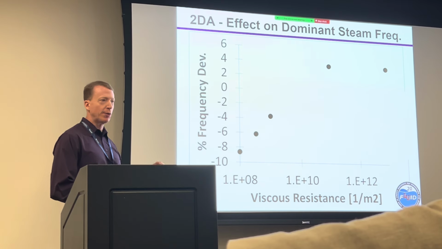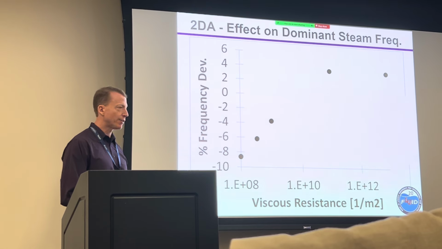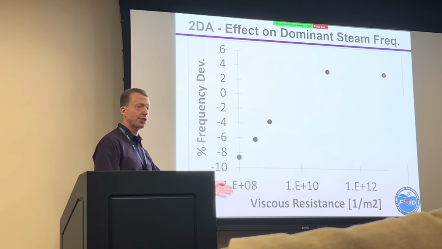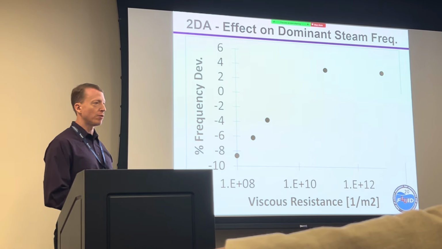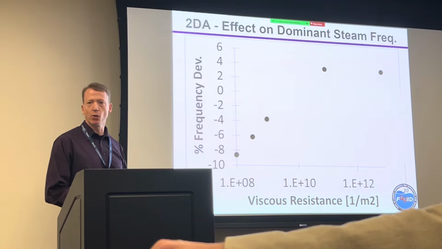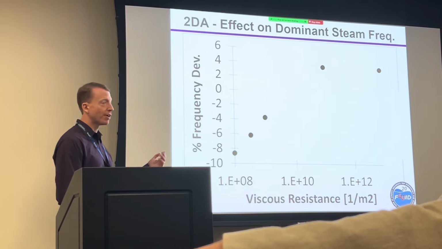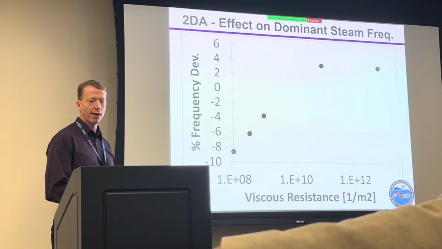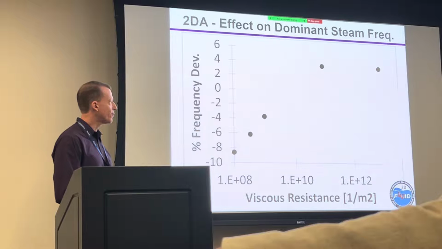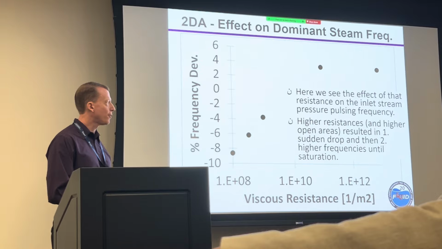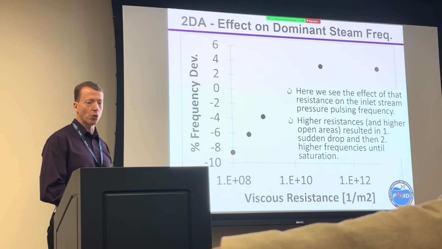If I want to look at the frequency of that steam pulsing, it is affected by the viscous resistance, frequency versus resistance. When I first engage the porous media at the lowest setting, 10 to the 8th, I get a slight reduction in the natural occurring frequency, not forcing frequency, and then that, of course, saturates out to higher values. So what does it look like in 3D?